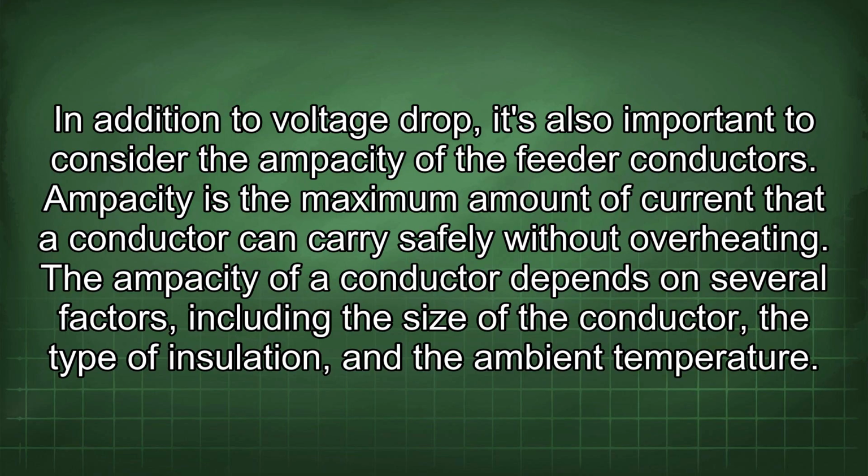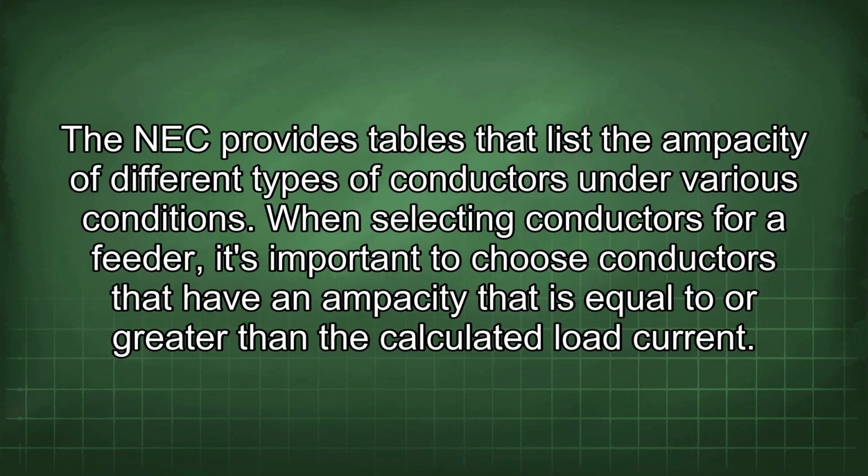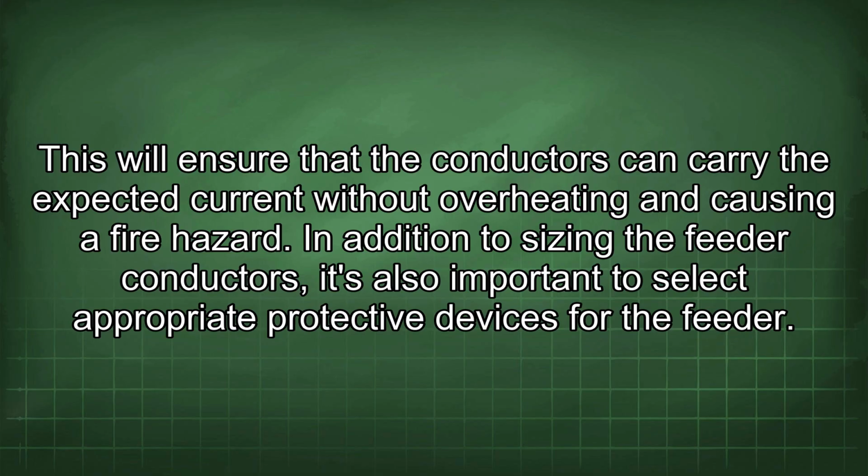In addition to voltage drop, it's also important to consider the ampacity of the feeder conductors. Ampacity is the maximum amount of current that a conductor can carry safely without overheating. The ampacity of a conductor depends on several factors, including the size of the conductor, the type of insulation, and the ambient temperature. The NEC provides tables that list the ampacity of different types of conductors under various conditions. When selecting conductors for a feeder, it's important to choose conductors that have an ampacity that is equal to or greater than the calculated load current. This will ensure that the conductors can carry the expected current without overheating and causing a fire hazard.